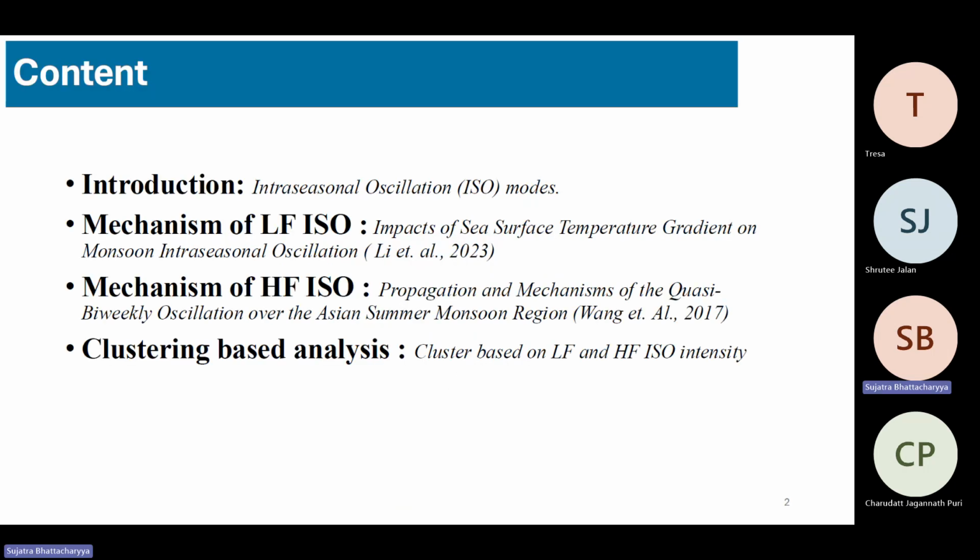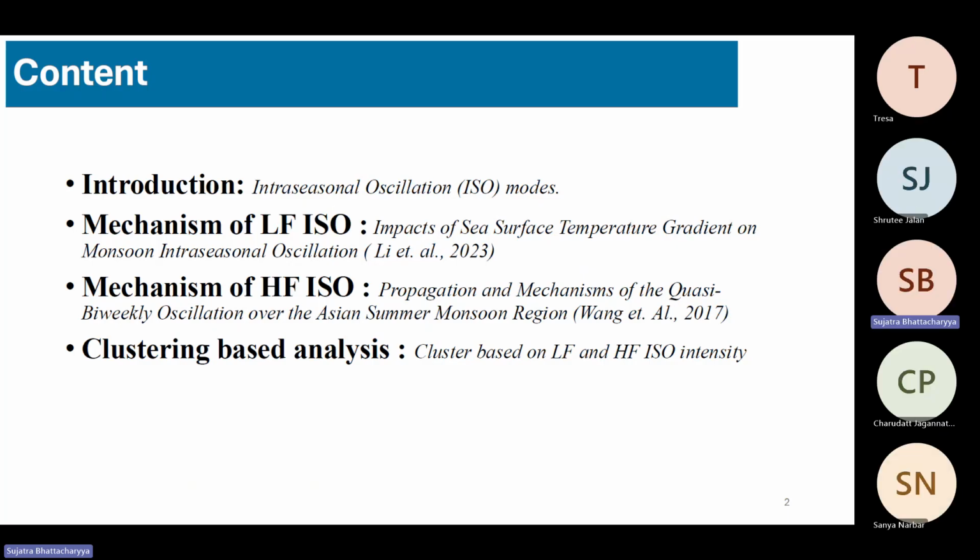First, I'll introduce what intraseasonal oscillation modes are, and then I'll discuss two papers in which they talk about the mechanism behind the poleward propagation of LFISO, and also the mechanism of HFISO. And then I'll talk about the clustering I have done based on the intensity of LF and HF ISO, and how the background condition changes in very high HF years and very high LF years.